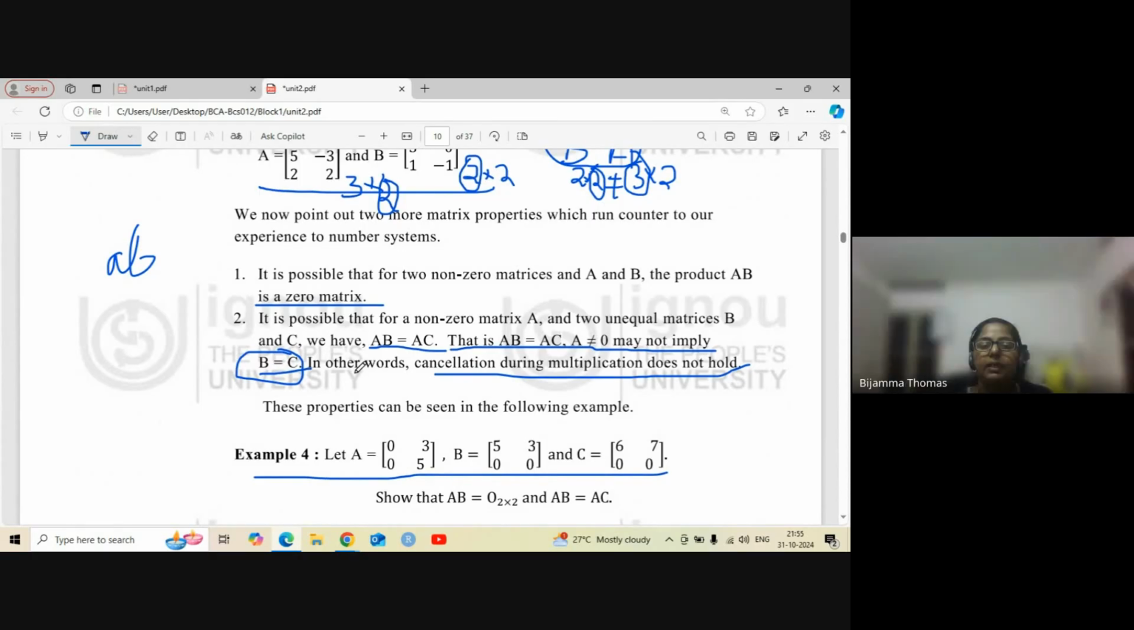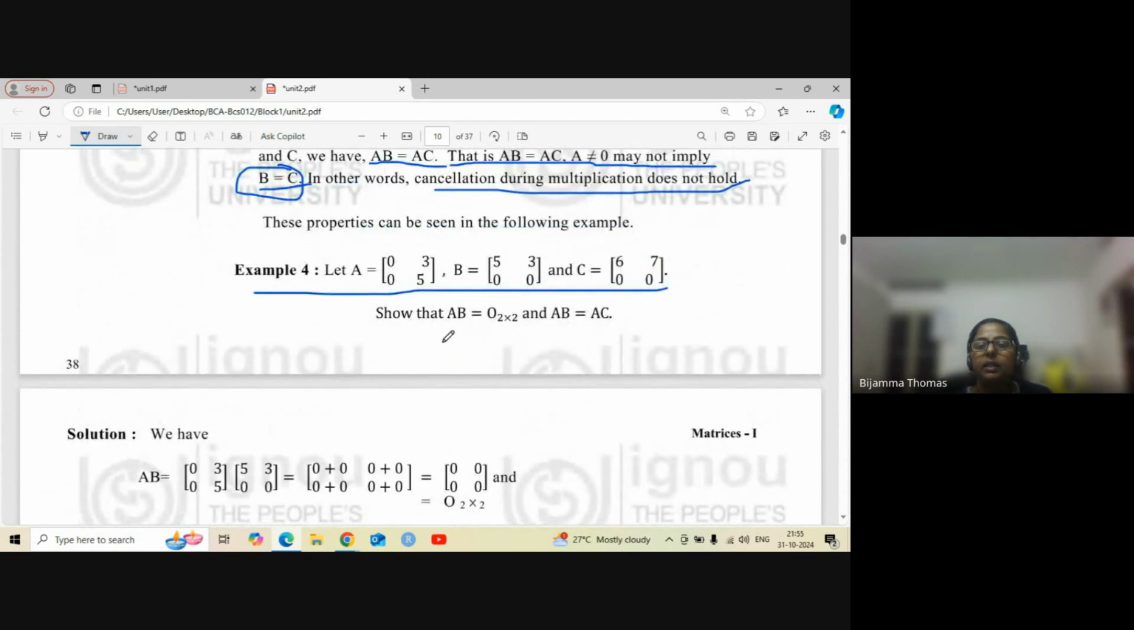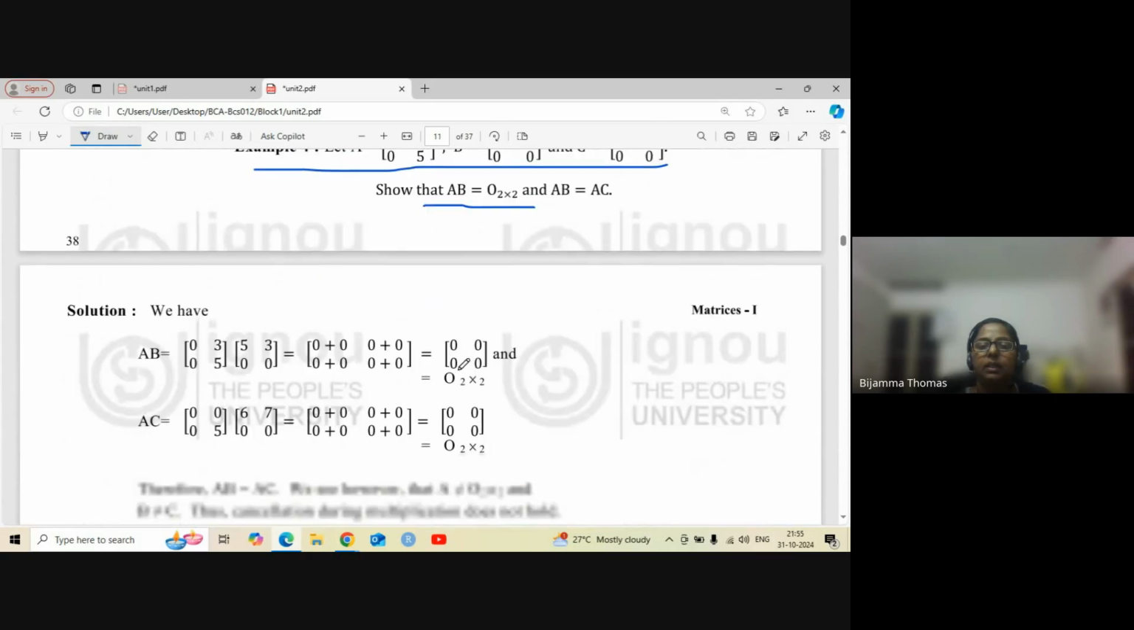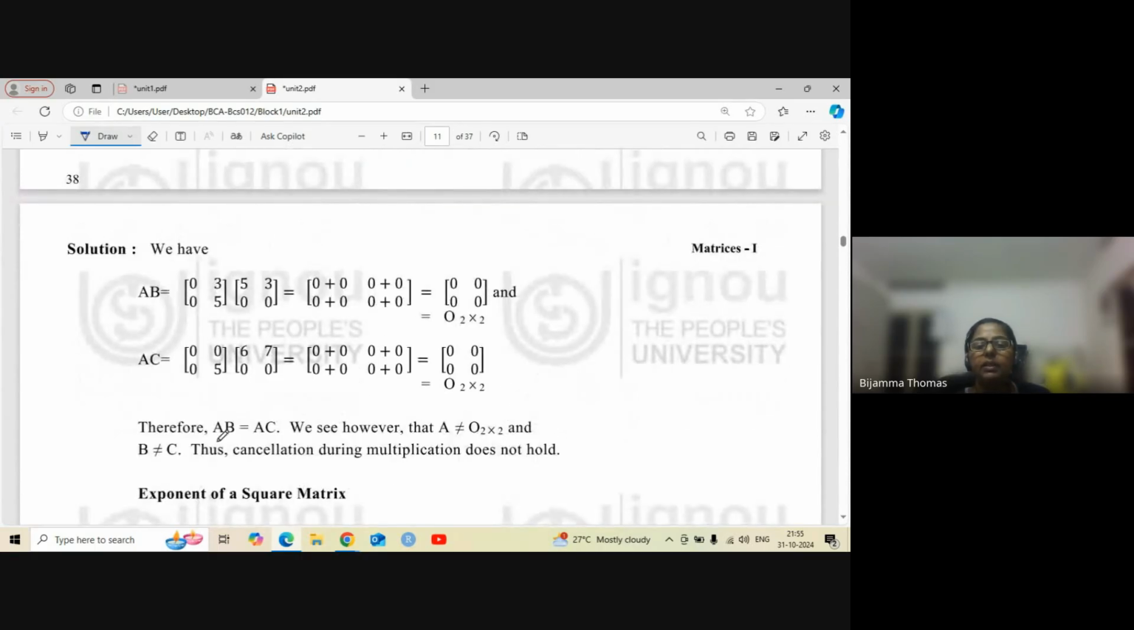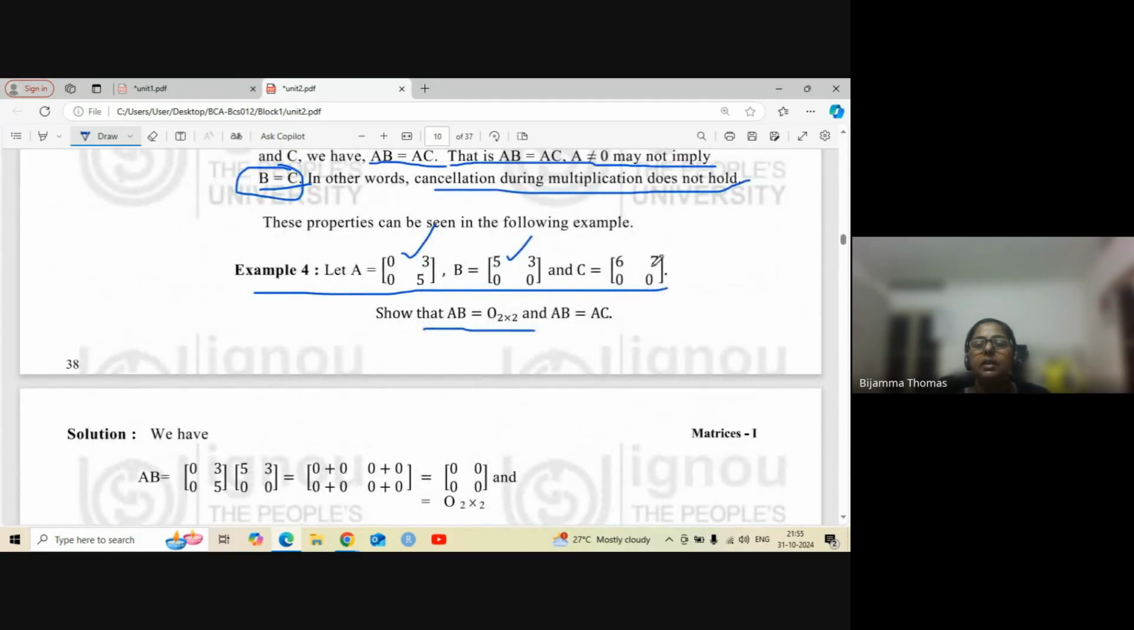Yes, ma'am. For example, this is matrix A, this is matrix B, and this is matrix C. Then AB is a zero matrix, while A is not a zero matrix and B is not a zero matrix. Here AB is a zero matrix, and AC is also a zero matrix. So we say that AB equals AC, but we cannot say that B equals C. B and C are different matrices. Is it clear?